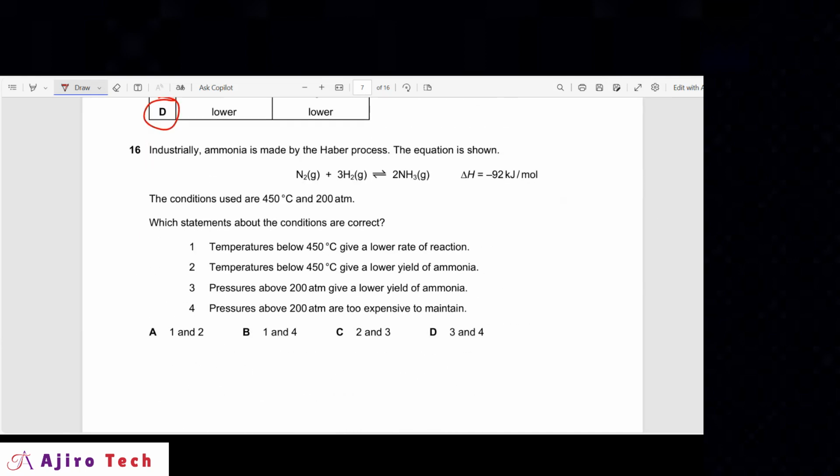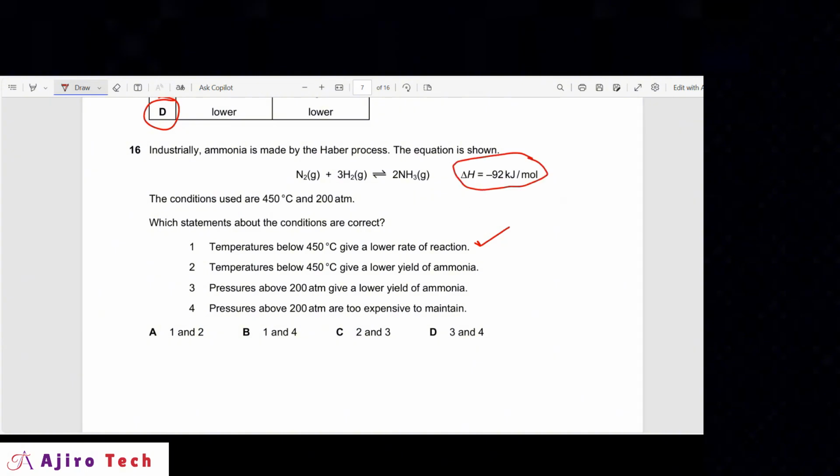Industrially, ammonia is made by the Haber process. It's an exothermic reaction. The conditions used are 450 degrees Celsius and 200 atm. Which statement about the conditions is correct? Temperatures below 450 degrees give a slower rate of reaction. Yes, this is quite correct because lower temperature gives a lower rate of reaction, and higher temperature gives a higher rate of reaction. Temperatures below 450 degrees give a lower yield of ammonia. No. This is a reaction at equilibrium, and it's an exothermic reaction.